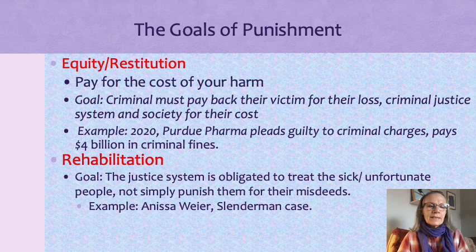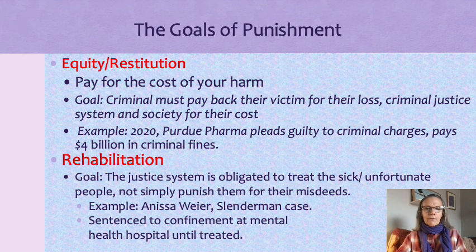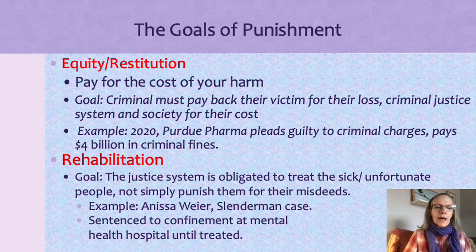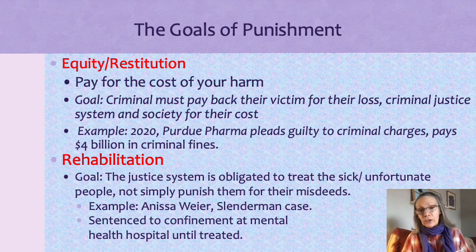A good example of that is Anissa Weier from the Slender Man case. She was one of the girls who was found not guilty by reason of mental disease or defect, but she was placed in a mental health facility until she got better. So in a way, the state was rehabilitating her. They sentenced her to confinement at a mental health hospital until treated, and then she actually was treated and recently released back into society. But it's a good example of that being a goal of the punishment a person could receive.